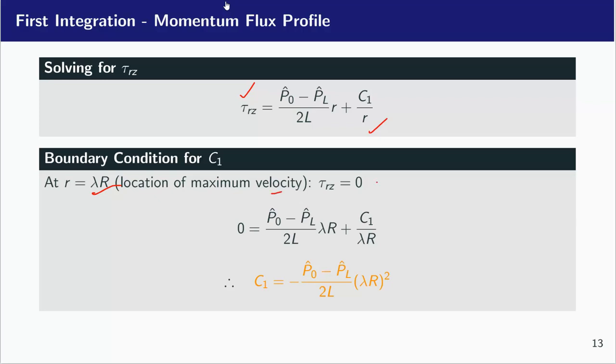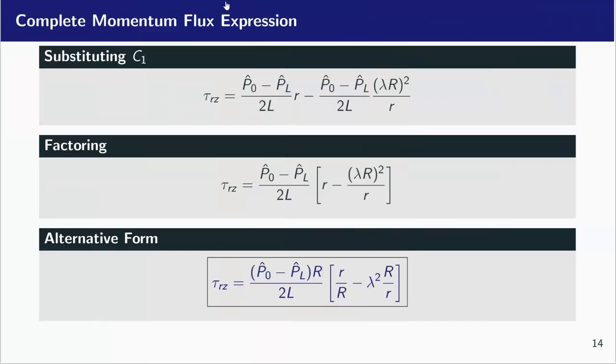So now here tau rz is 0, so from that we get C1 is nothing but minus (p0 cap minus pL cap) by 2L, lambda R whole square. Now if I plug in the tau rz, we'll get the big equation: (p0 cap minus pL cap) by 2L into r, minus the C1 term, minus 2L, lambda R square by small r.